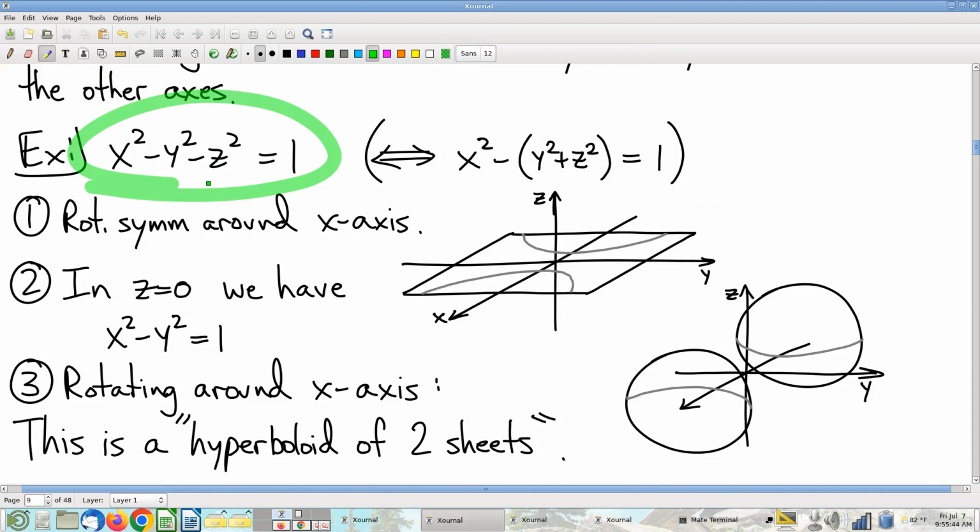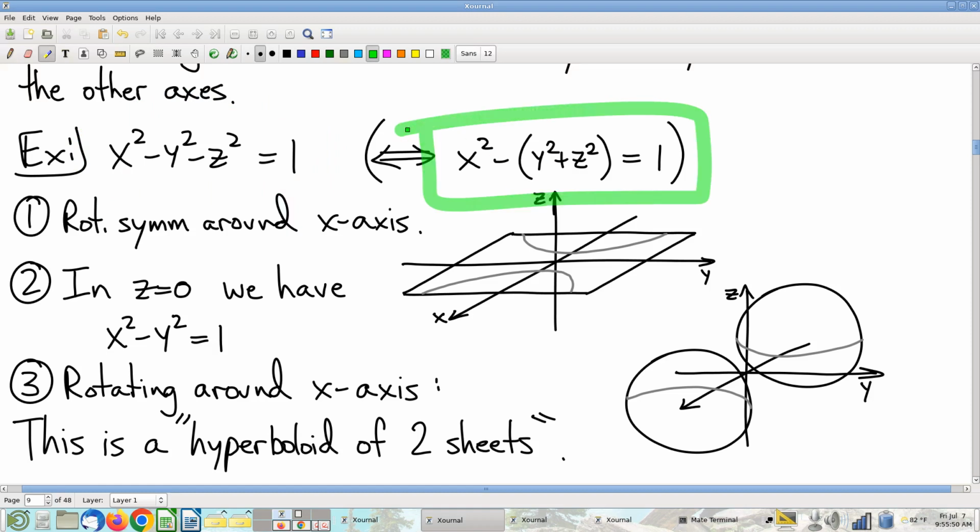And now you look at this equation and it doesn't seem to quite work, but notice you can rewrite it like this, and in this form, y and z appear only in the special form, and thus this is symmetric around the x-axis. Believable? Okay. So, all right. Now, you do have to be a little careful with this.